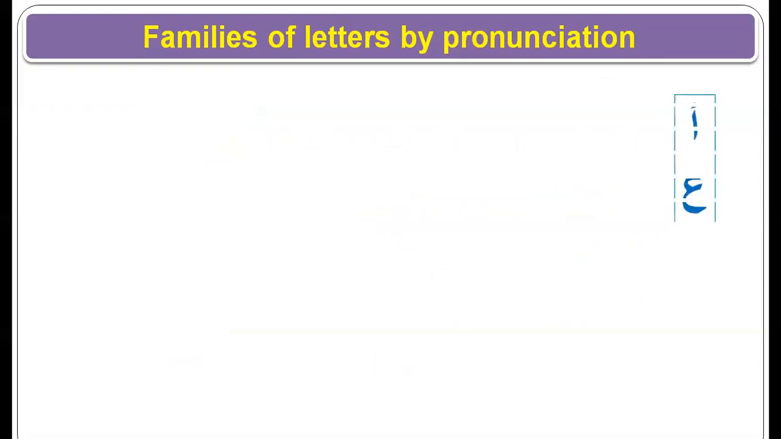We have the first example, Hamza and Ain. Then Hamza, A, Ain, A. Sometimes we pronounce Ain as Hamza, which is wrong. The second family is Ha and Ha. And what makes us confuse these letters? Because they all come from the throat and they are very close to each other. That's why sometimes we confuse the pronunciation and the sound of the letters comes as if they are the same.